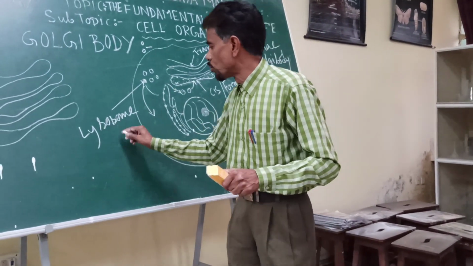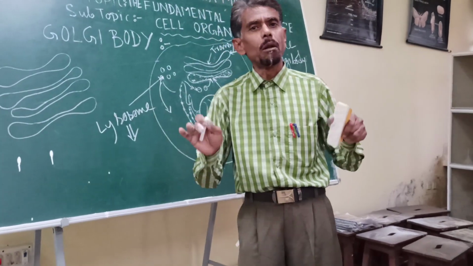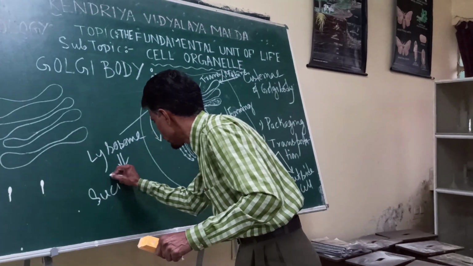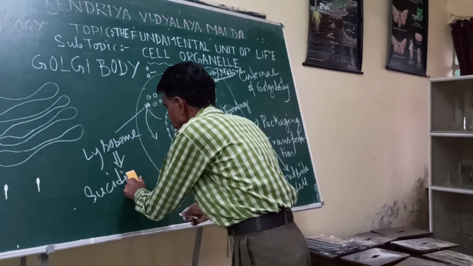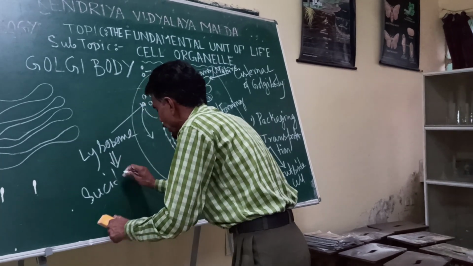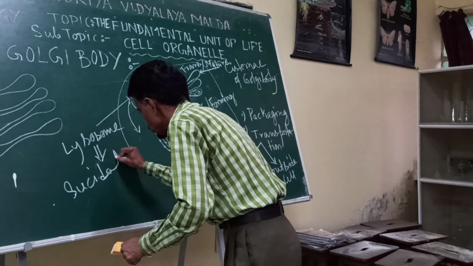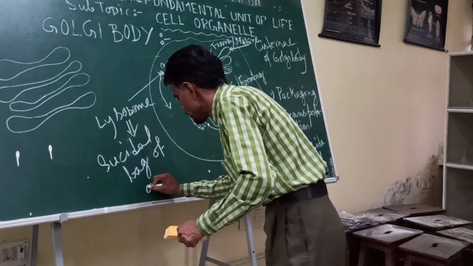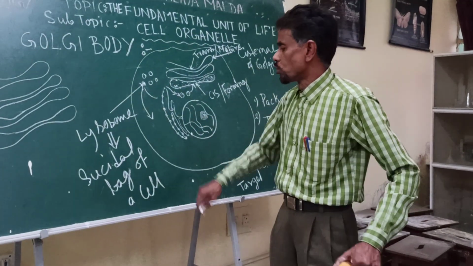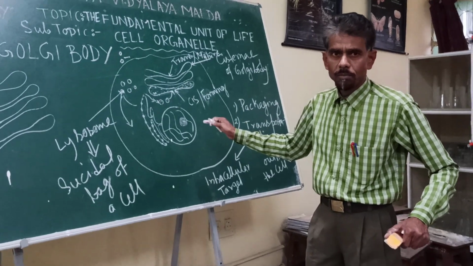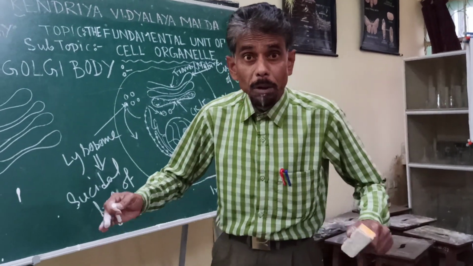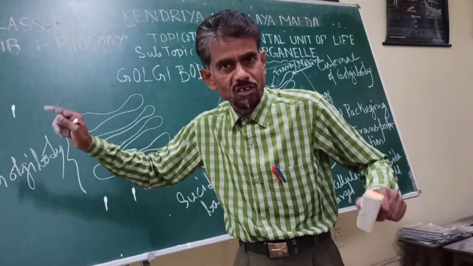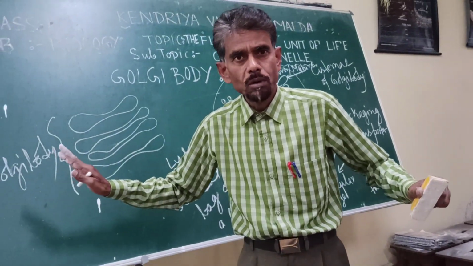That is why the lysosome is also called the suicidal bag of a cell. Is that very clear? Suicidal bag. The lysosome is called the suicidal bag of a cell. Why is it called the suicidal bag of the cell? Because the enzyme can digest itself also at the old stage. Is that clear to you?